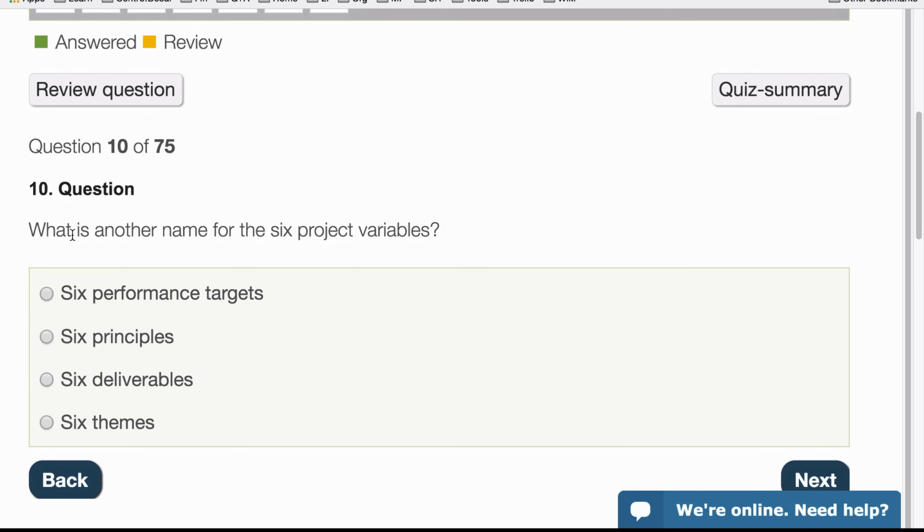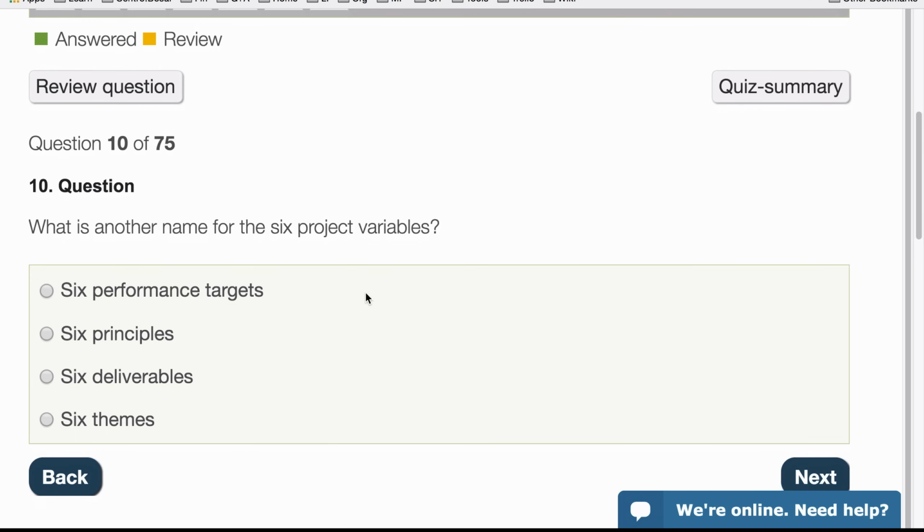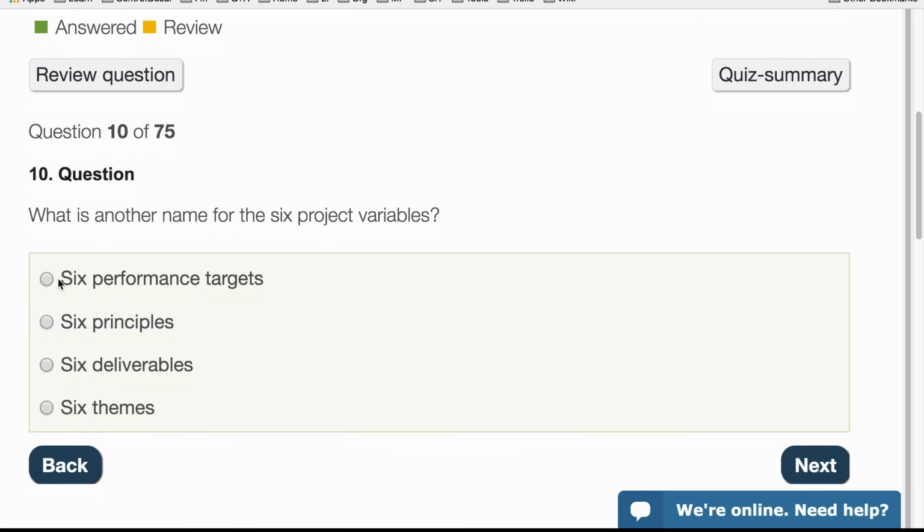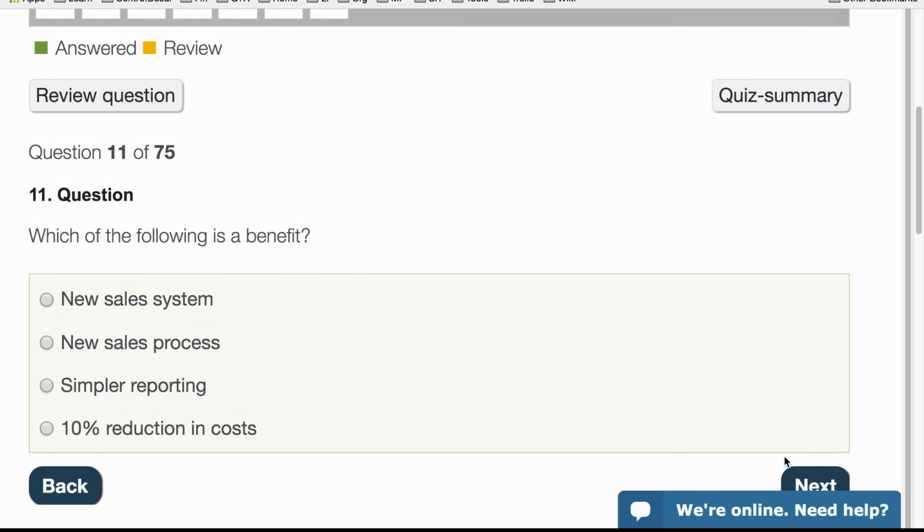Question 10. What is another name for the 6 project variables? So we have 6 performance targets, 6 principles, 6 deliverables, and 6 themes. So that's not these 3, it's performance targets, because all of these are targets which we have to keep our eye on and make sure that we are in line with them.